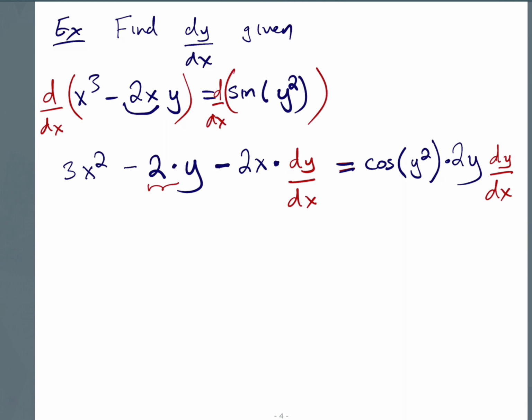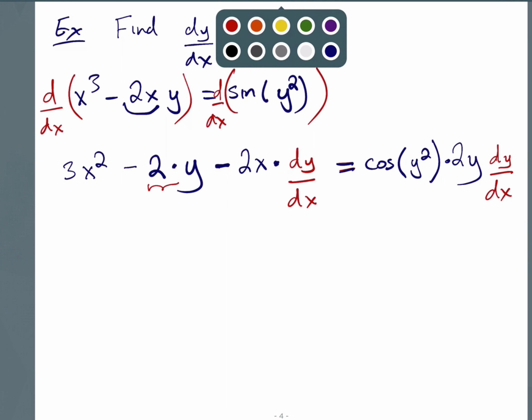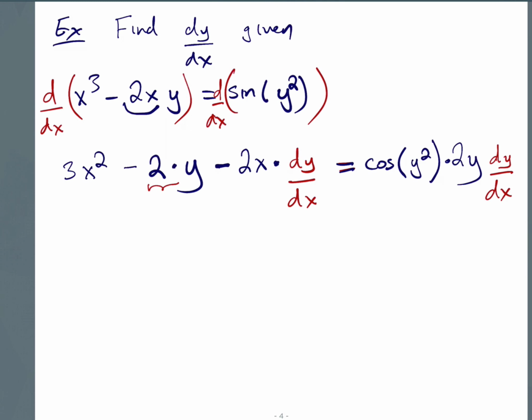I've got 2 different ones. Same sign and factor, right? So do some algebra stuff here. So let's see. I might as well leave 3x squared minus 2y there. And then on the right side, I'll do cosine y squared. Is it okay if I put the 2y right there in front?